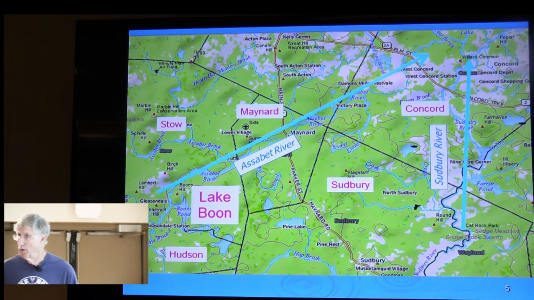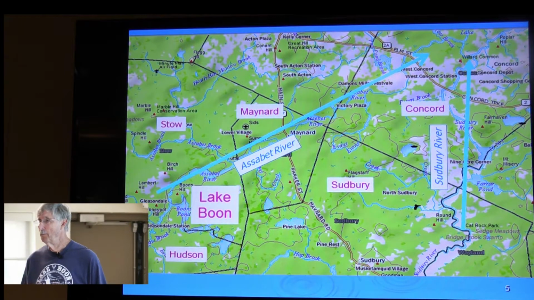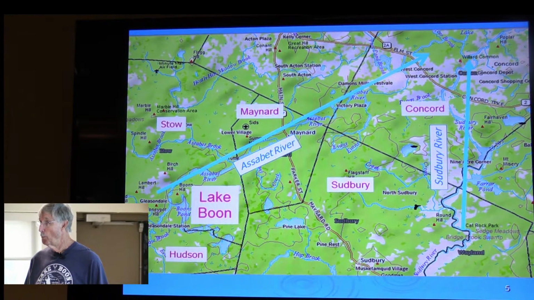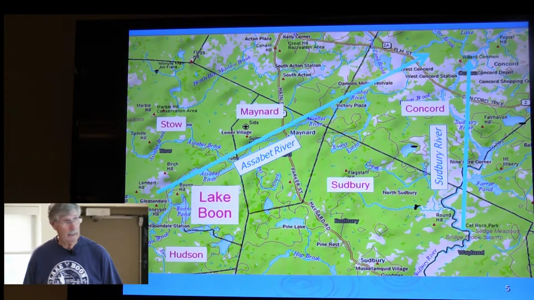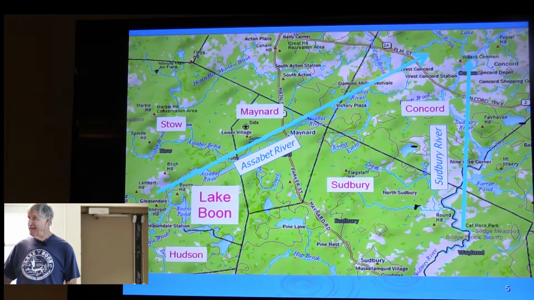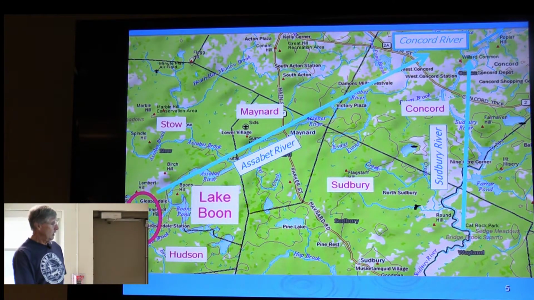And where does the Concord go? Merrimack. And where does the Merrimack go? To the ocean at Newburyport, Plum Island. That will figure prominently next time. You'll see how. But anyway, okay.